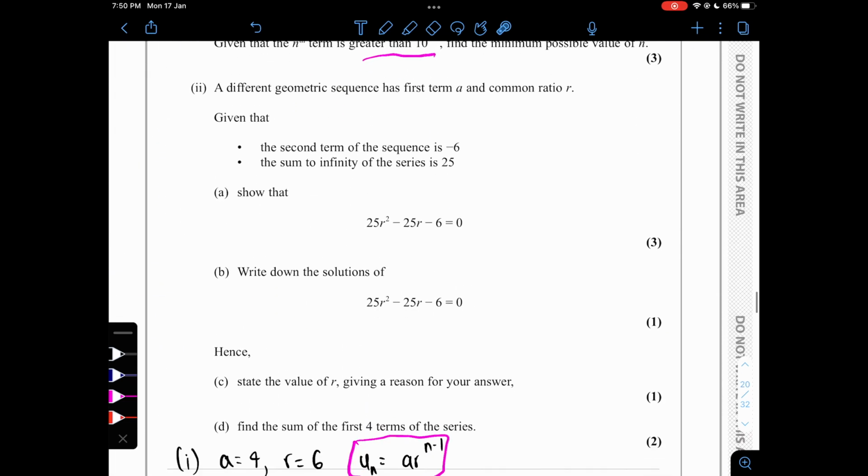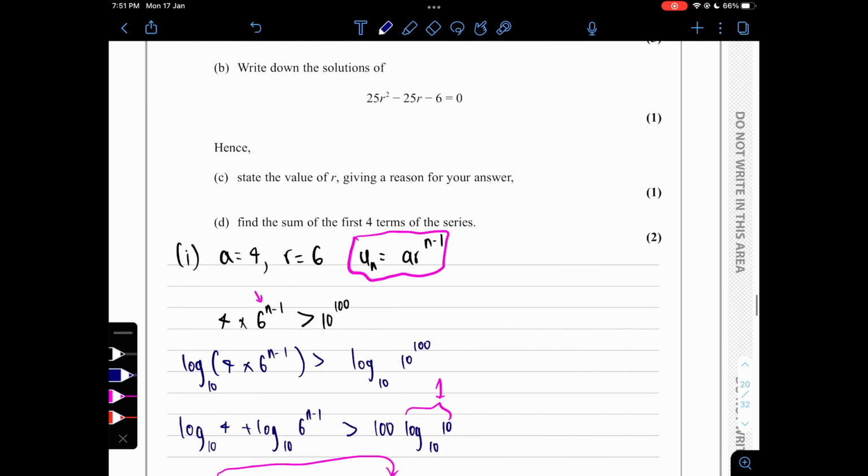So the next part: a different geometric sequence has the first term a and common ratio r. The second term of the sequence is minus 6. The sum to infinity of the series is 25. So let's just write it here. We know that the first term is just a, right? So u2 is ar. So we know that ar is equal to minus 6, and the sum to infinity is a over 1 minus r, which is equal to 25. So let's just use that.